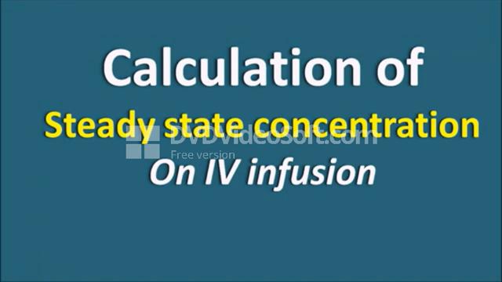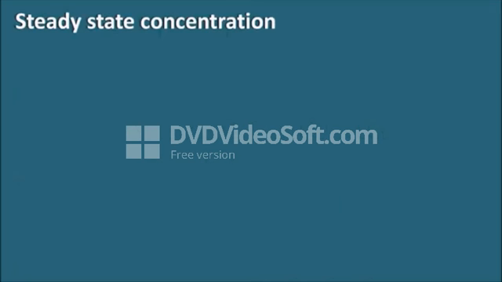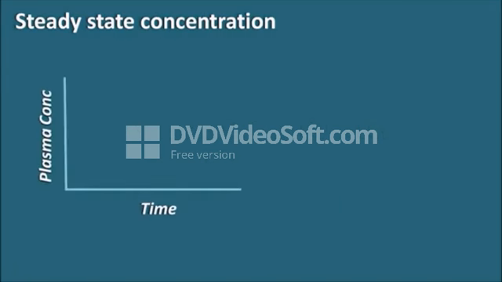So in this video we will see the calculation of steady state concentration on IV infusion. So what is steady state concentration? Suppose this is the plasma concentration versus time curve, and we are giving the drug by IV bolus administration, that is single IV bolus injection. Now if it is given by IV bolus administration, then we will get a curve like this.